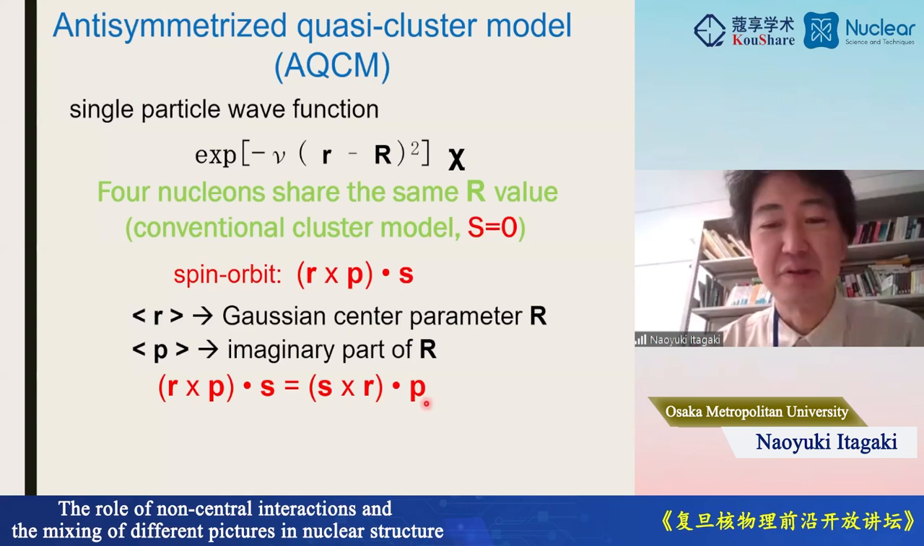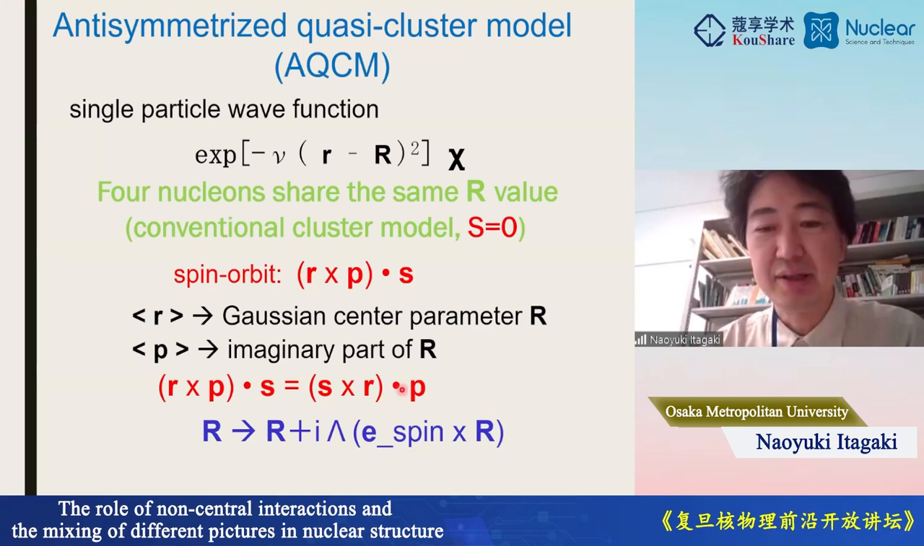So the imaginary part P should be given as a vector product of the spin orientation. This is a unit vector for the spin orientation, E spin, the unit vector of the spin orientation, and the vector product with R. R is capital R. So this is our transformation. Then what it means that it has an imaginary part. And lambda is the control parameter.